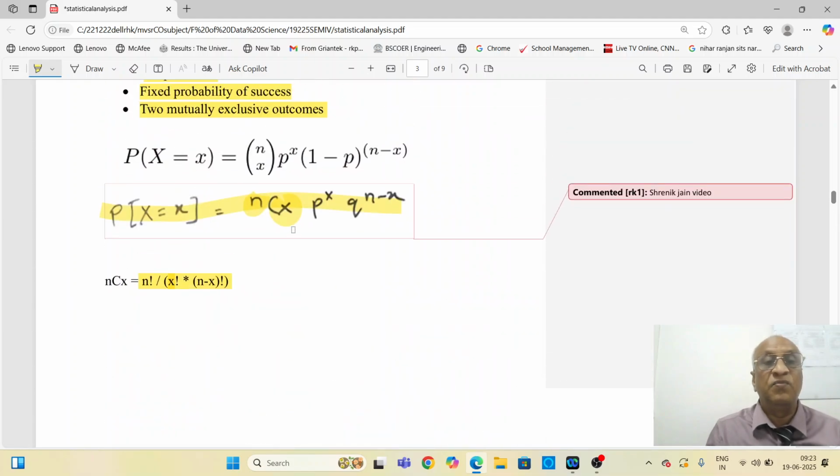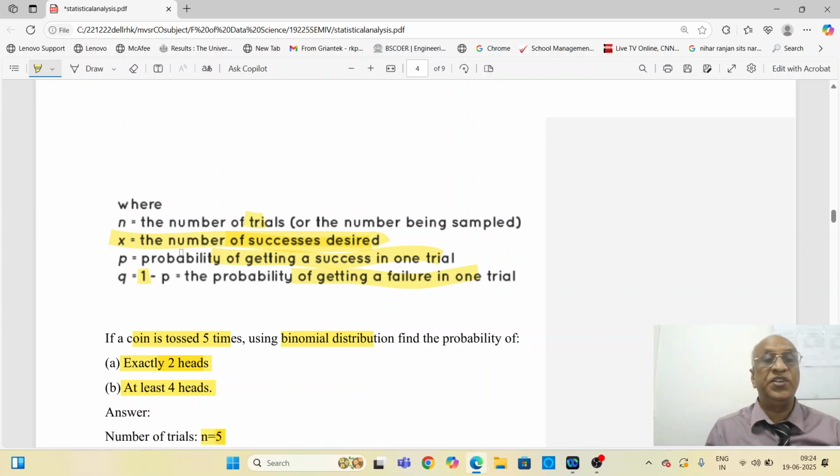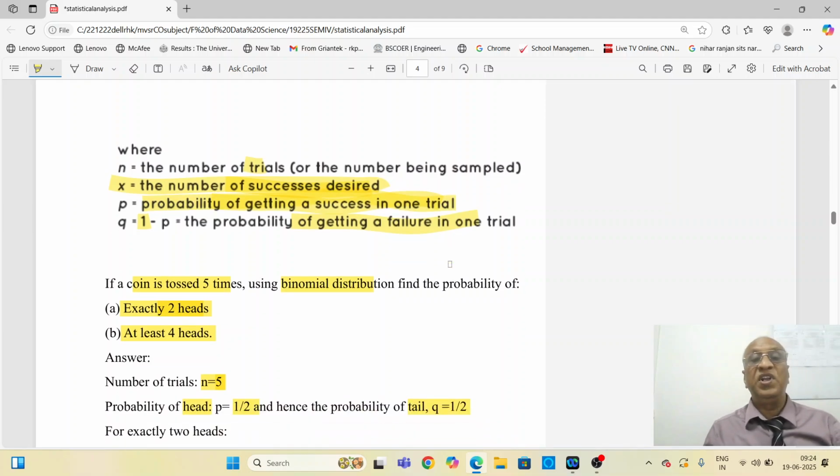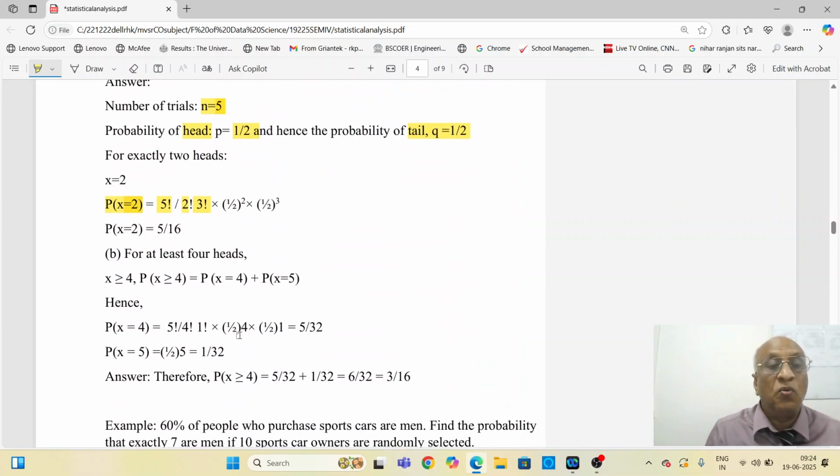What is the next multiplied term? P to the power of x. So what is the value of x? 2. And what is p? So p is the probability of getting success in one trial. How much is that probability? That is half. So half to the power of 2 multiplied by half to the power of 3. Why is this 3 coming? Because n minus x, 5 minus 2 is equal to 3. So that comes to be 5 by 16.